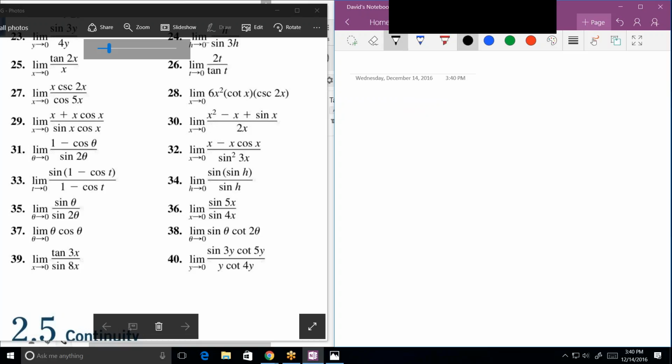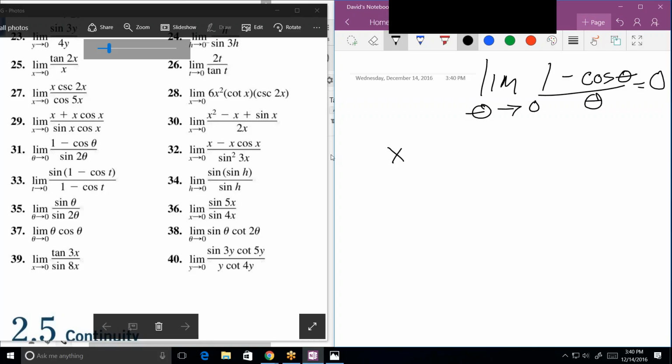29 is going to invoke this other thing, so let me list it. We know that the limit of 1 minus cosine theta over theta as theta goes to 0 is 0. We know that. Okay, so let's look at 29.